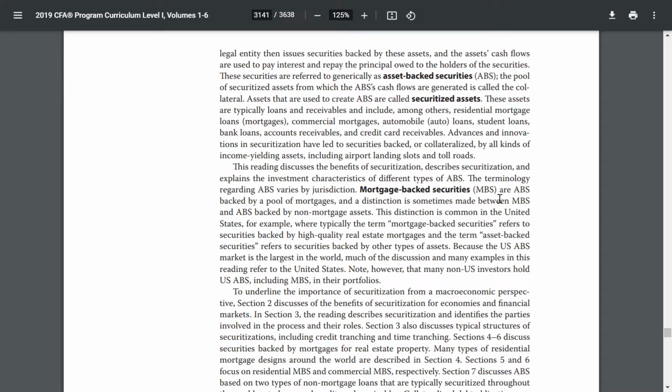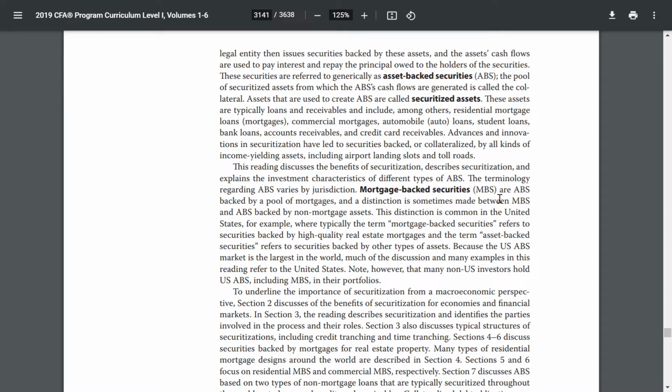These securities are referred to generically as asset-backed securities, or ABS. The pool of securitized assets from which the ABS's cash flows are generated is called the collateral. Assets that are used to create ABSs are known as securitized assets. These assets are typically loans and receivables and include, among others, residential mortgage loans, commercial mortgages, automobile or auto loans, student loans, bank loans, accounts receivable, and credit card receivables.